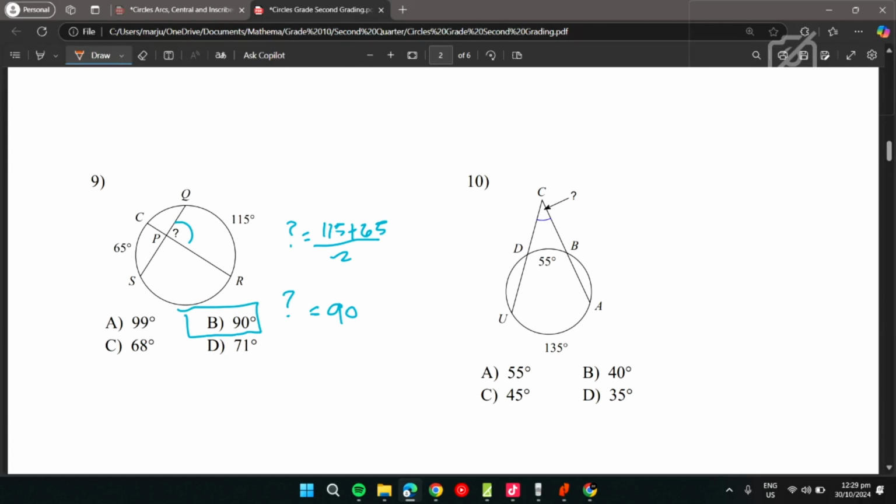What about number 10? Balik-balik na yung number 10. Out muna ako, sir. Overheat na. Alright, it's okay. Tatapusin ko lang to.